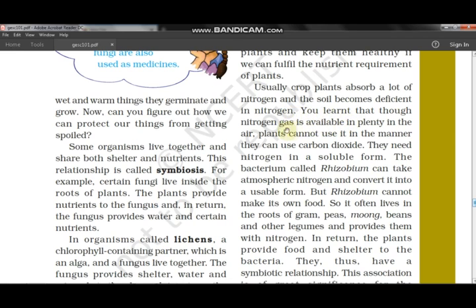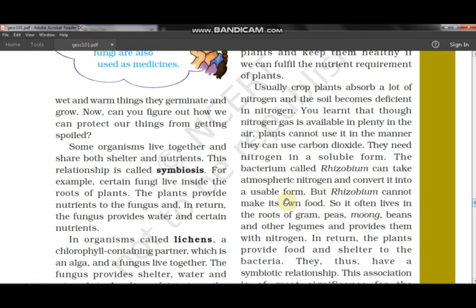You learned that though nitrogen gas is available in plenty in the air, plants cannot use it in the manner they use carbon dioxide. That means plants cannot absorb atmospheric nitrogen directly. Why? Because it is inactive in nature. So they need nitrogen in soluble form. And how will they obtain it naturally? There is a bacterium called Rhizobium, which takes atmospheric nitrogen and converts it into a usable form so that plants can use it.